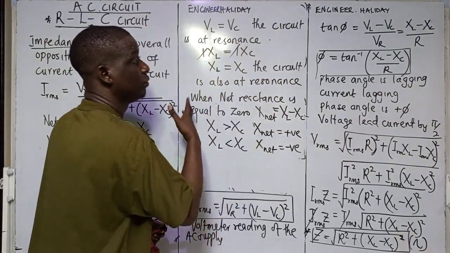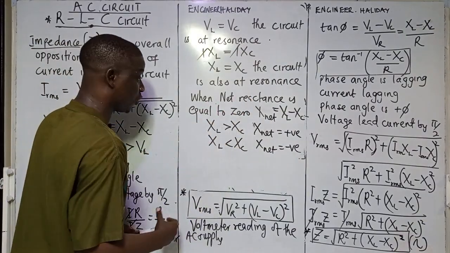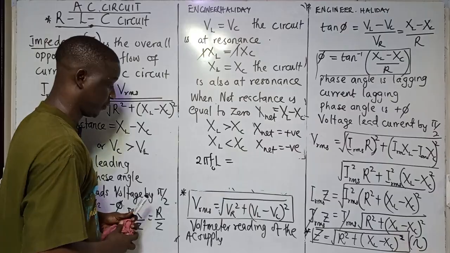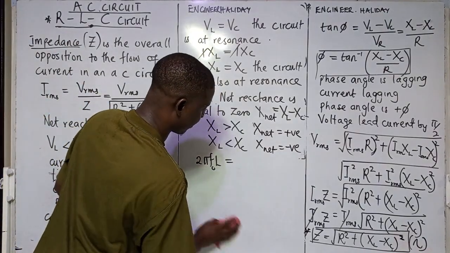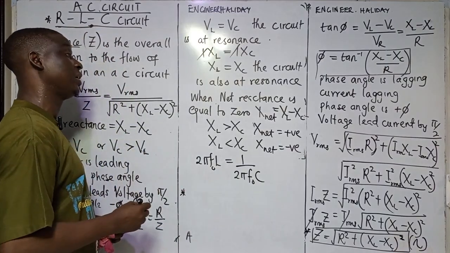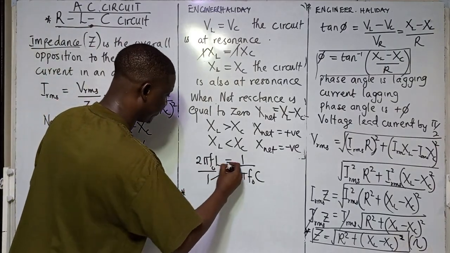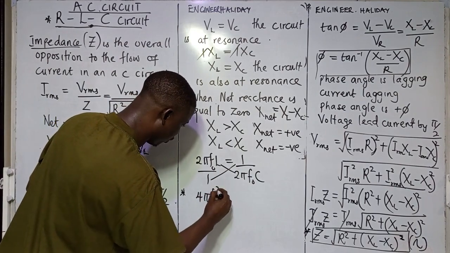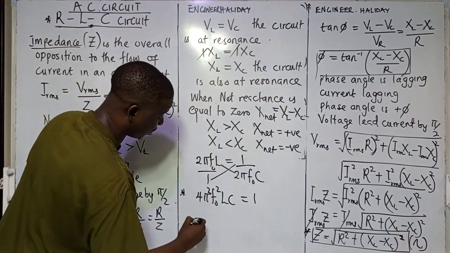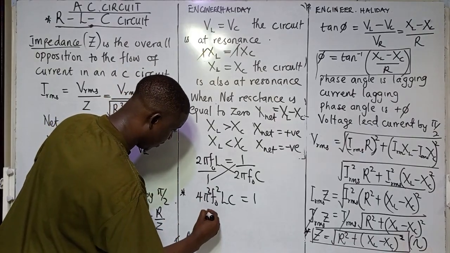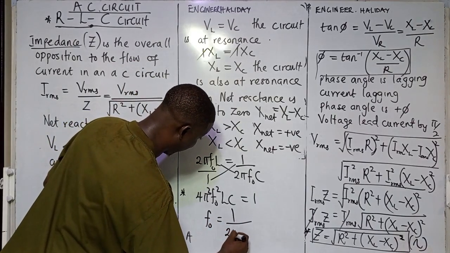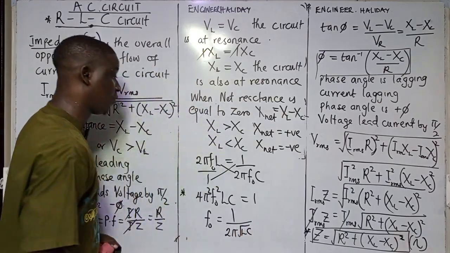But when they are equal, that means another thing has occurred, which is resonance. Now, let's look at what happened there. 2 pi FL, let's call the resonance frequency F0, and let's say 1 over 2 pi F0 C is our capacitive reactance. If you cross multiply, I would have 4 pi squared F0 squared LC equal to 1. Therefore, if you make F0 the subject of the formula, we are going to have F0 equal to 1 over 2 pi square root of LC. You can confirm that one.